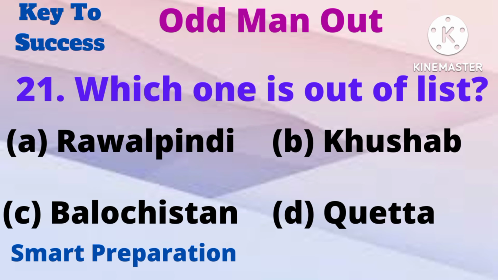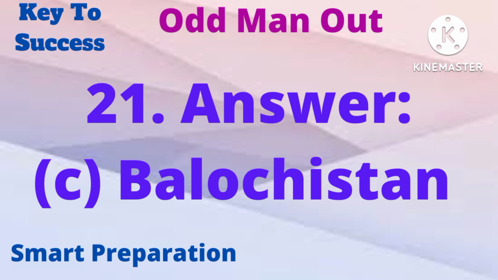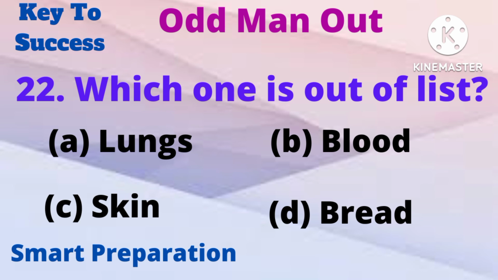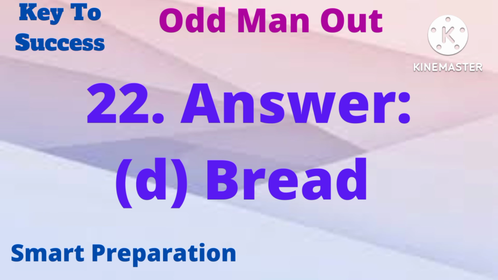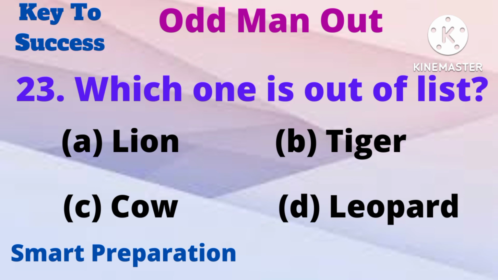Which one is out of list? A Rawalpindi, B Khushab, C Balochistan, D Guwahati. Which one is out of list? A lungs, B blood, C skin, D bread. Which one is out of list? A lion, B tiger, C cow, D leopard.